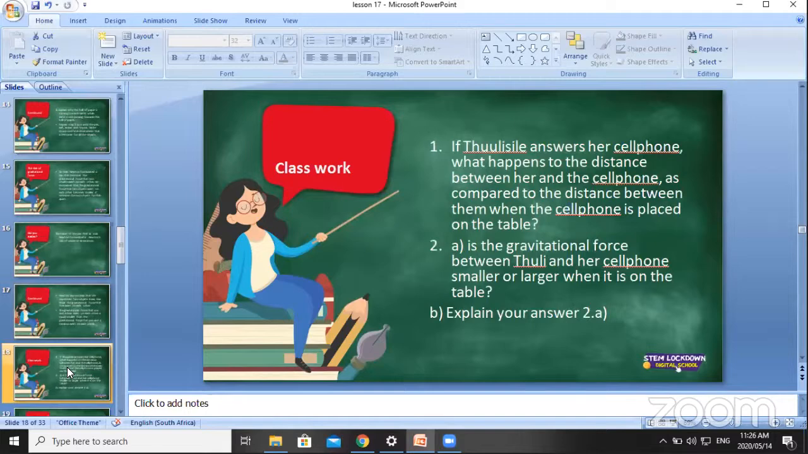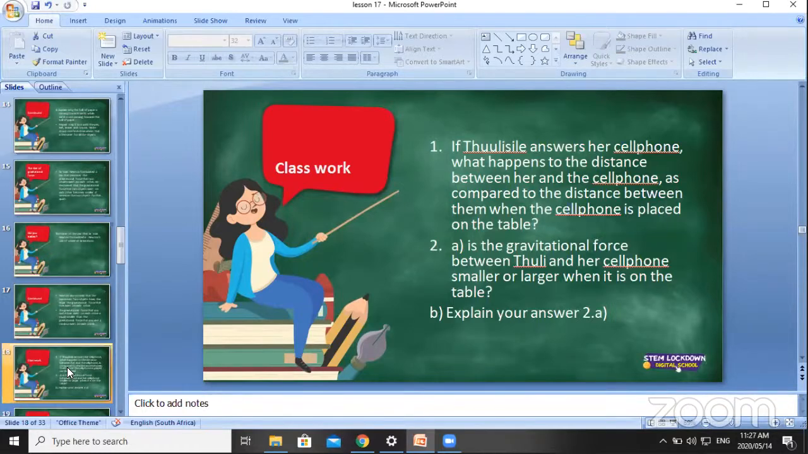And then let us look at this classwork. If Tulisile answers her cell phone, what happens to the distance between her and the cell phone, as compared to the distance between them when the cell phone is placed on the table? So obviously, when she is picking up the phone, the distance will be much closer than when it was a bit far on the table.